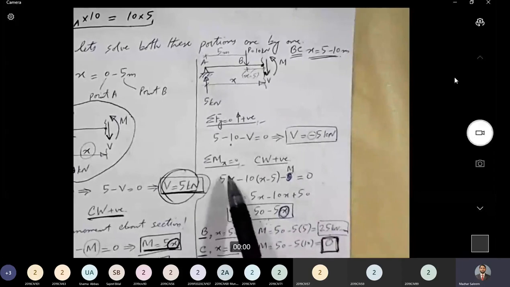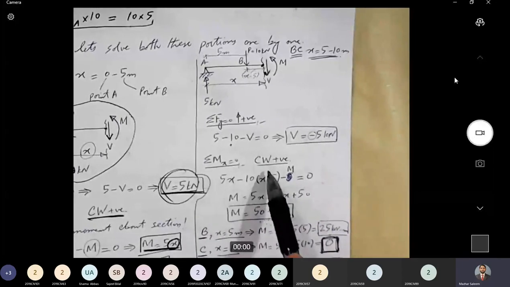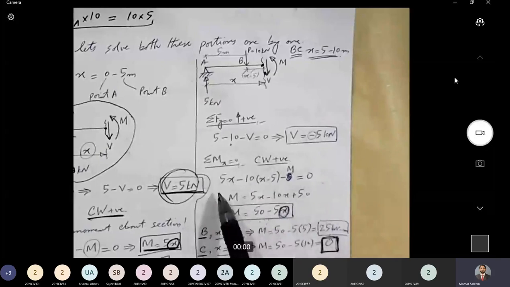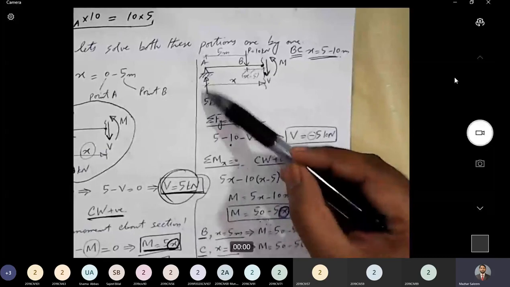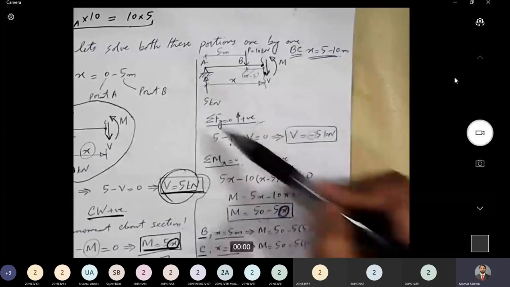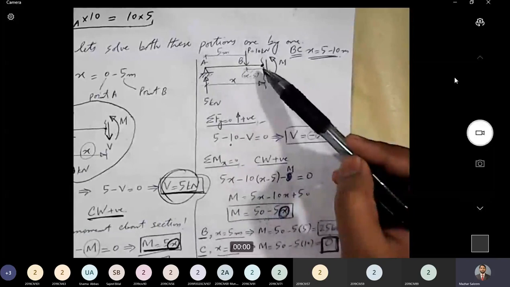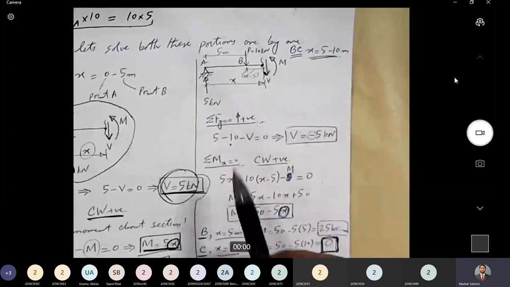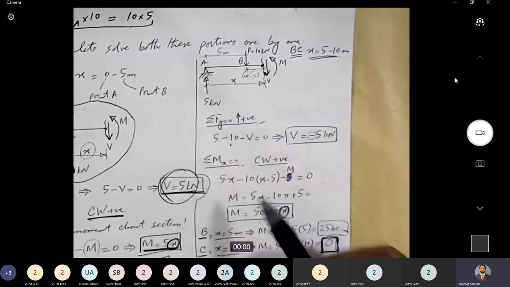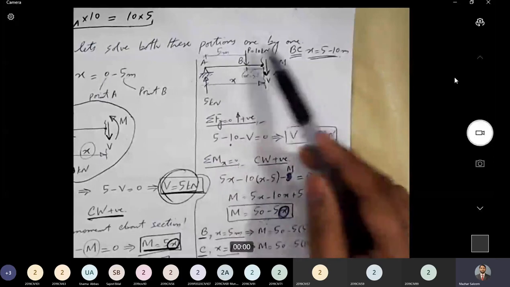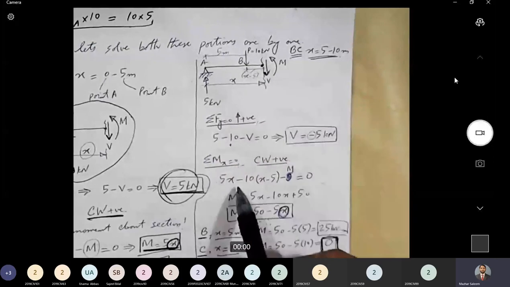Next is sigma Mx equal to 0. Our convention is again clockwise positive. Now this 5 kilonewton force produces clockwise moment about the section, so 5 into x, where x is the lever arm. The 10 kilonewton force produces counterclockwise moment, so it is negative.